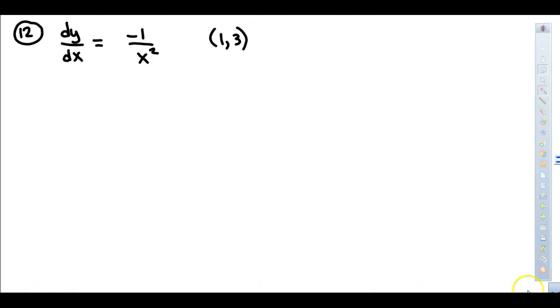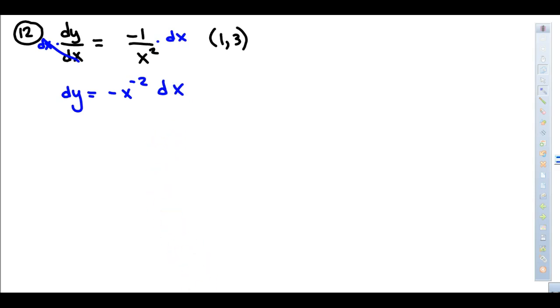Okay? All right, let's take a look at number 12. We're going to do the same thing. We're going to find a particular solution. So, remember, you're going to get dy by itself. So we're going to multiply both sides by dx. So that gives me dy is equal to, let's go ahead and write this as x to the n, so that would be negative x to the negative 2 dx, right?